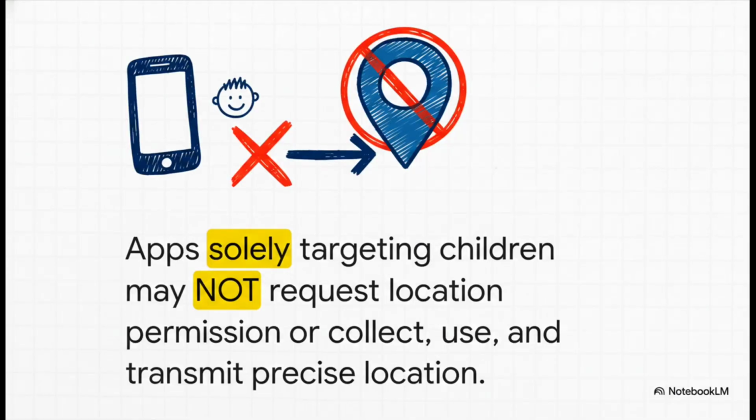And while we're on the subject of data, want to know a child's precise location? Nope, can't do it. If your app is solely for children, you are not allowed to request location permission or collect that data. It's a simple black and white rule that's all about protecting kids.